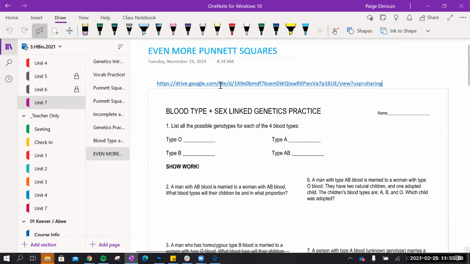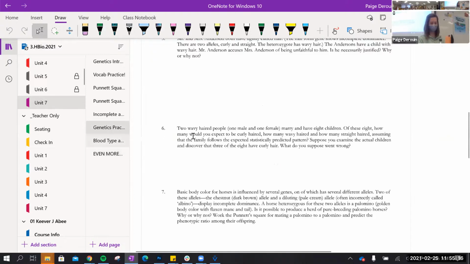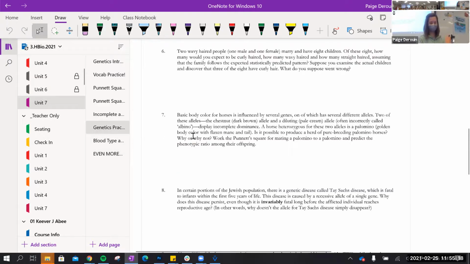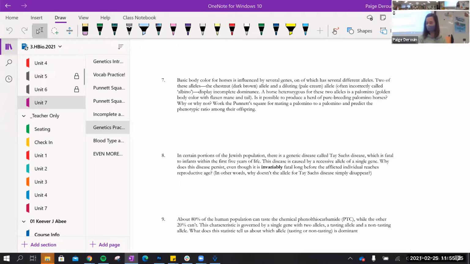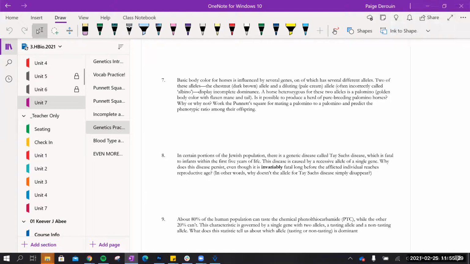Mr. Arnett, I have a question. Go ahead. You know the first sheet we did on Monday, the first genetics practice? Yep. Can you show me how to do number 8? Because I didn't understand it. Yeah, hang on, let me reshare my screen. Okay. Is it sharing? Yeah.